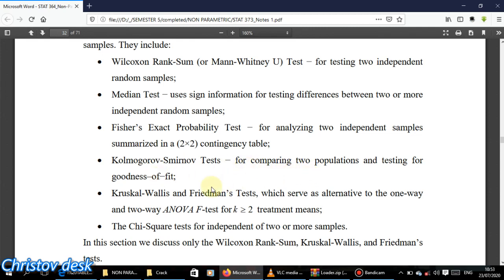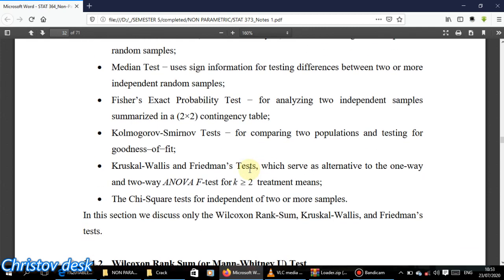So here too you test for goodness of fit, but I think this is for quantitative data, or continuous data. And then the ANOVA counterpart in non-parametric is the Kruskal-Wallis and then Friedman's test. So we'll be discussing almost everything there.